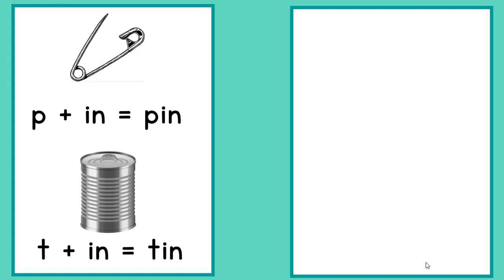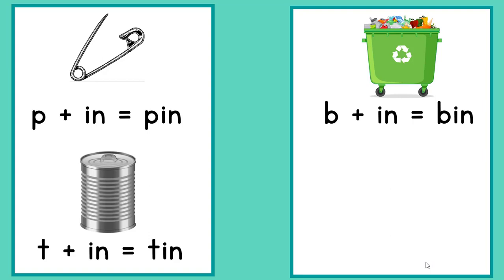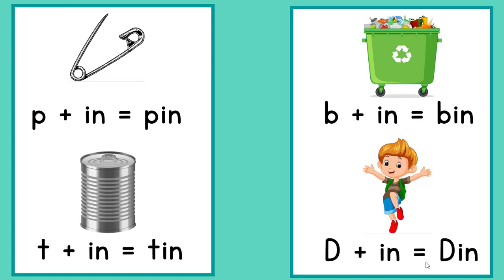Okay, next. B, in, bin. All right, so next one. D, in, din. Let's read two words of them. B, in, good job. D, in. All right, so now let's read all four words.